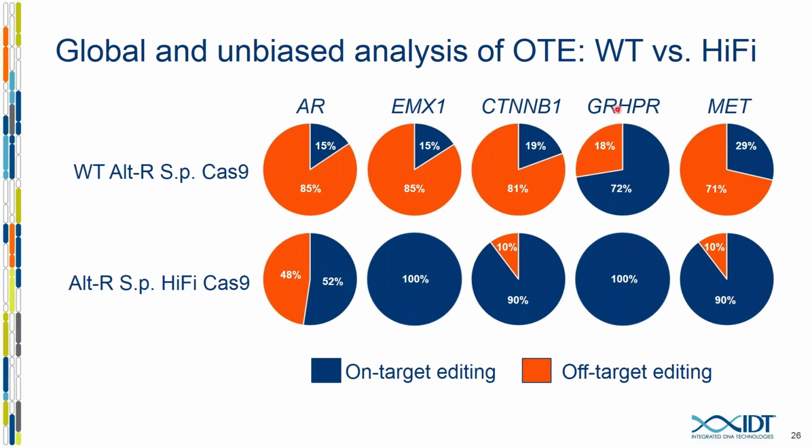But looking at some of these other guides, the EMX1 guide only edits on target 15% of the time. Our Hi-Fi protein brings that up to almost 100%. The beta-catenin guide we're using here edits 19% of the time on target. Ours brings it up to 90%. This GRHPR guide is actually pretty good from the start. It edits on target 72% of the time. Our protein brings it up to 100. And finally, this MET guide is around 29% editing on target, and our protein brings it up to 90%.